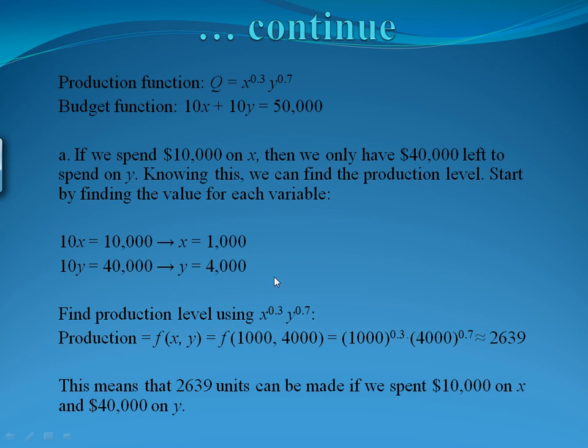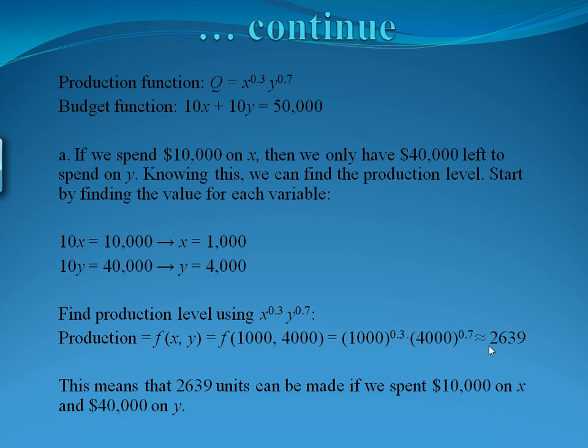To find the production level, we need to take these two values and plug them into our Q function. So here, as you can see, we're plugging in 1,000 for X, 4,000 for Y. We plug those numbers into our Q function, and we get that we can make approximately 2,639 total products. So that means that 2,639 units can be made if we spend $10,000 on X and $40,000 on Y.